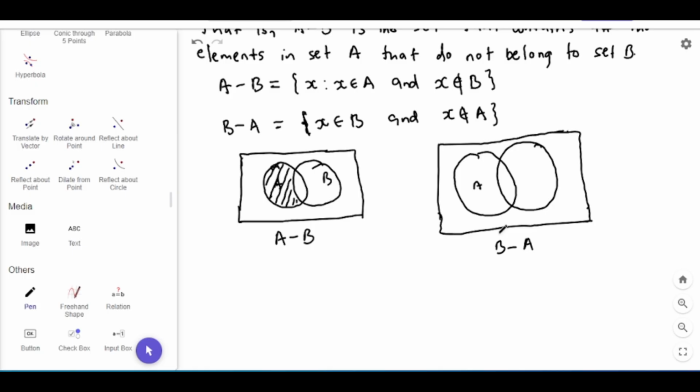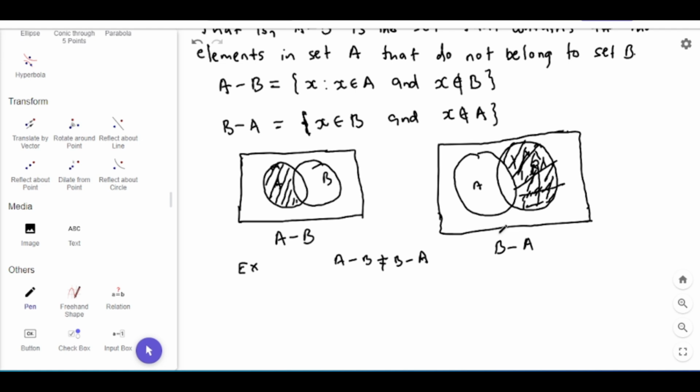This is our A and this is our B. This means that these elements are strictly in set B. So we are going to shade strictly. We're not shading the intersection, which represents elements that are in both A and B. We are just going to shade this other part strictly. That is B minus A. Another thing to note: A minus B is not necessarily equal to B minus A. They might not be equal.